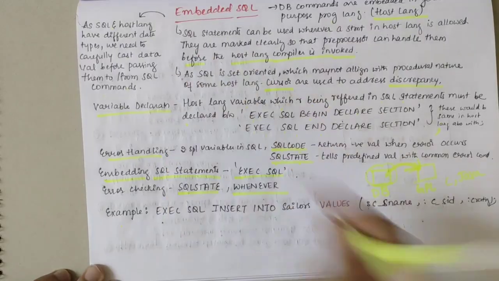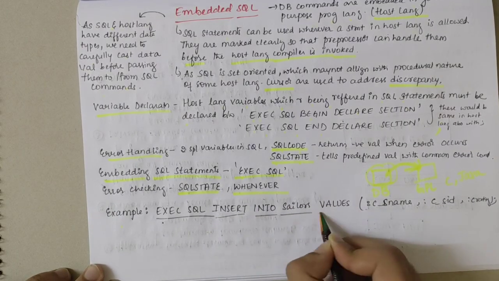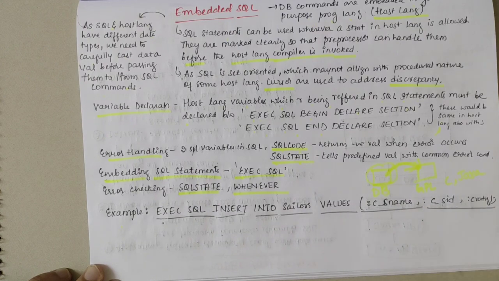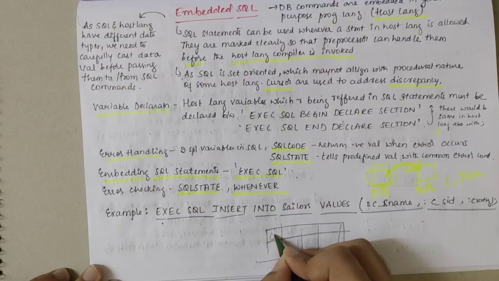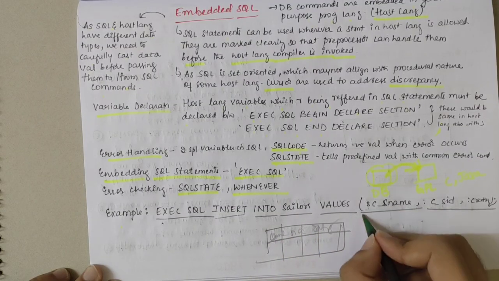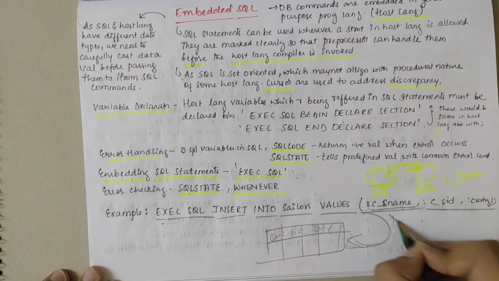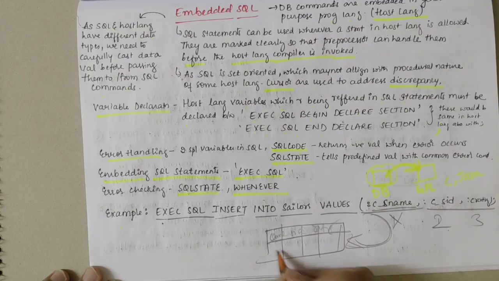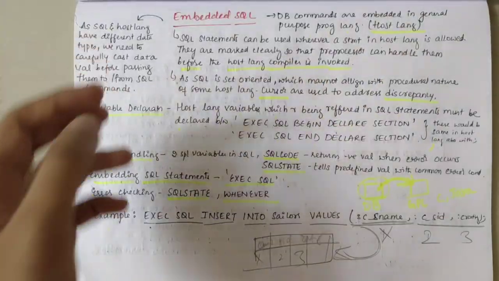Writing an example for embedded SQL, we have EXEC SQL, that is the embedded SQL standard statement. Then we write the proper statement here, that is INSERT INTO Sailor VALUES, and then the values. Assuming that this is the Sailor table with name, SID and rating, a new value would be entered. You can write whatever value, name X, 2 and 3. So X, 2 and 3 would be inserted. So this was about embedded SQL. Next we'll look into the cursor topic.